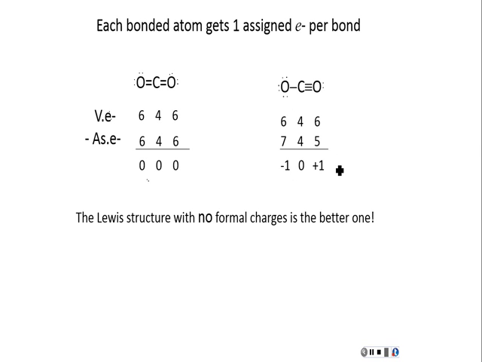So the Lewis structure with no formal charges is the better one. That's what we're looking for. That means that's the better structure. So if sometimes you have the possibility of using different types of bonds like this, the idea of formal charges is used to determine which is the best structure.